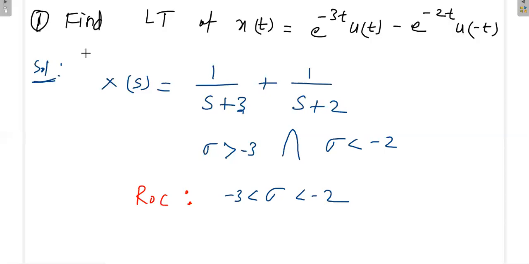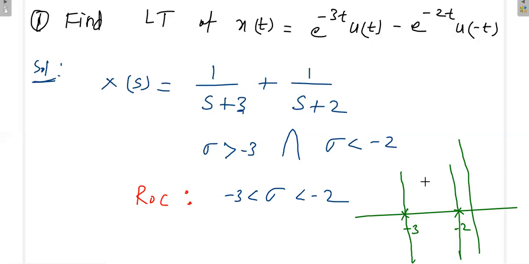So that means what? The ROC diagram will be like this. Say for example, if minus 3 is a pole, and another pole at minus 2 is there, you draw a parallel line here, here also one parallel line. This entire region is the ROC. Okay, this is sigma and this is j omega. This entire region is the ROC, because the ROC is in between minus 3 and minus 2. This is the ROC for this one.